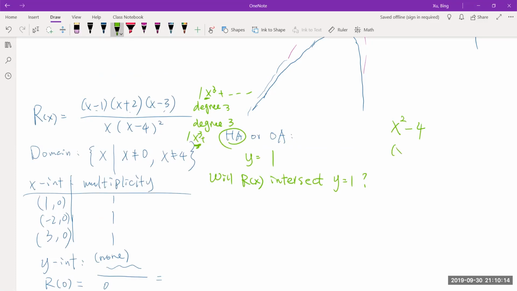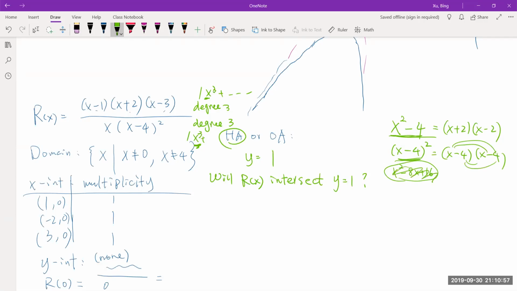x squared minus 4 and x minus 4 squared are different. Over here, you factor as x plus 2 times x minus 2. At the bottom, the same factor x minus 4 appears twice, so it's x minus 4 times x minus 4, which is totally different. It's x squared minus 8x plus 16. If you FOIL it, you will see. That's why we got x equals 4 as a vertical asymptote.